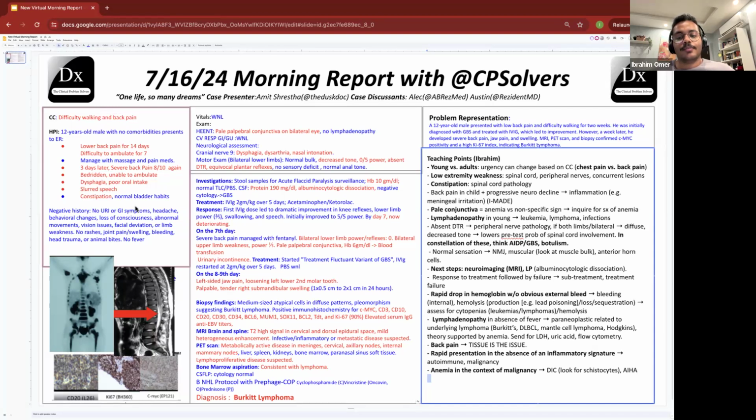In the context of anemia within the context of malignancy, which we were thinking about here, especially with the back pain, you want to think mainly about DIC. And so you want to look for schistocytes on the peripheral blood smear. And you may also want to consider autoimmune hemolytic anemia in the context of an underlying malignancy. And I think with that, I am done with the teaching points for today. So thank you all for this amazing case.